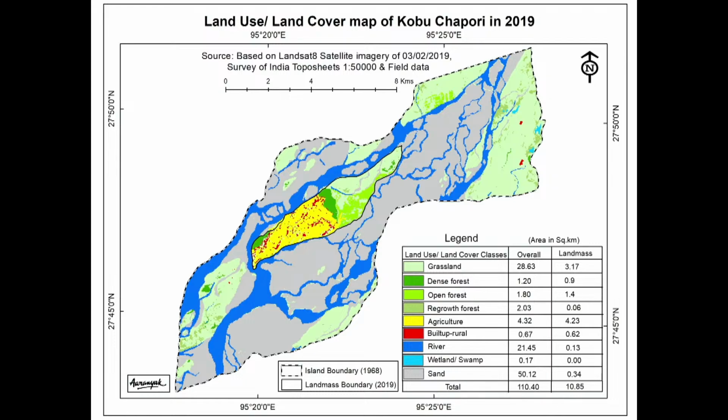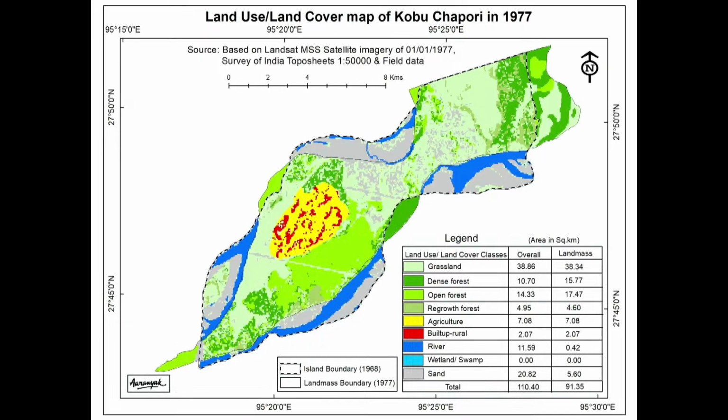So it's a highly dense area. The entire population is in high danger. See, this landmass in a river island is getting reduced. Show them the area first and second. Previously, the total area was 91.35 square kilometers.